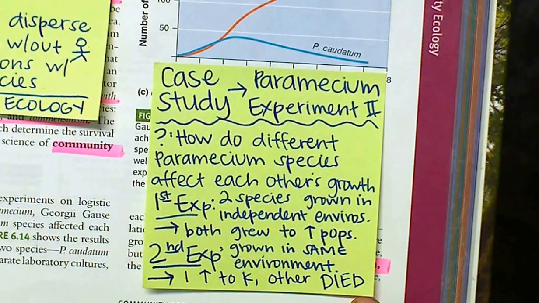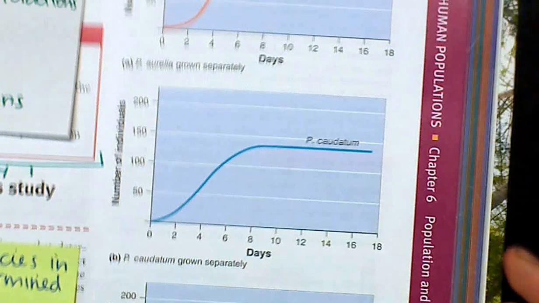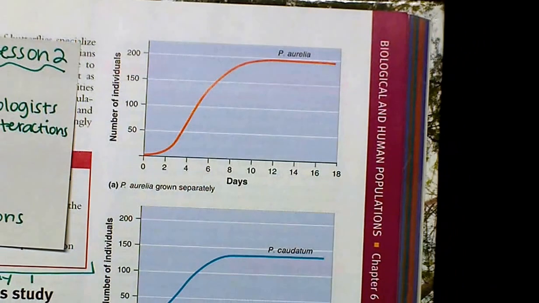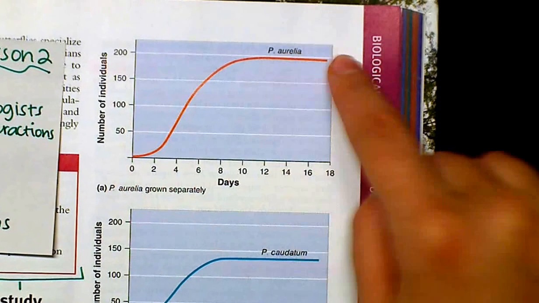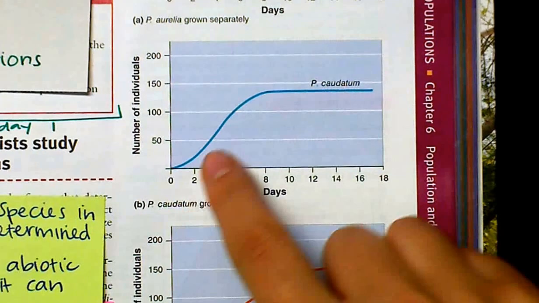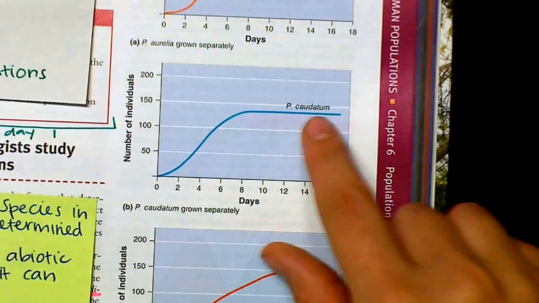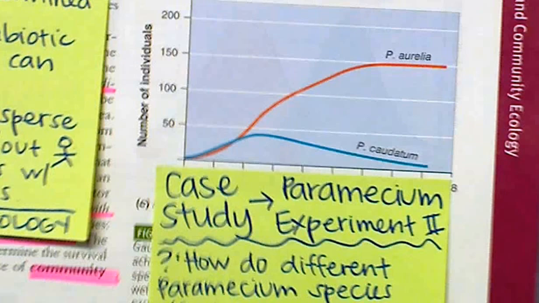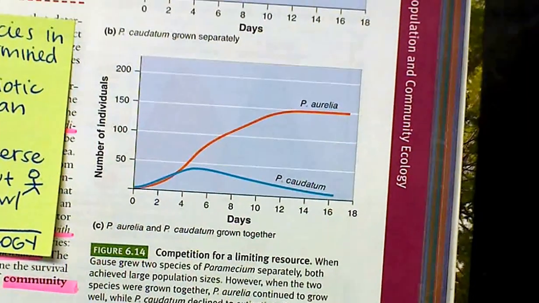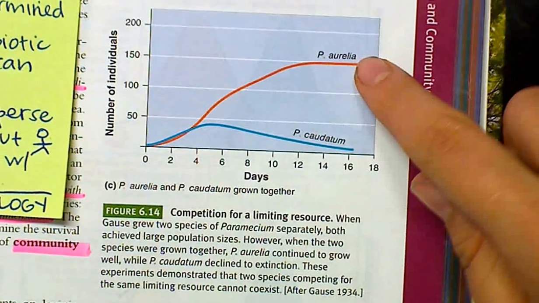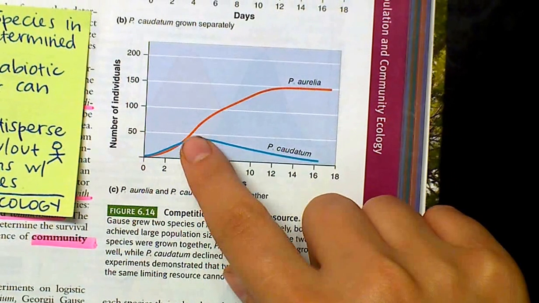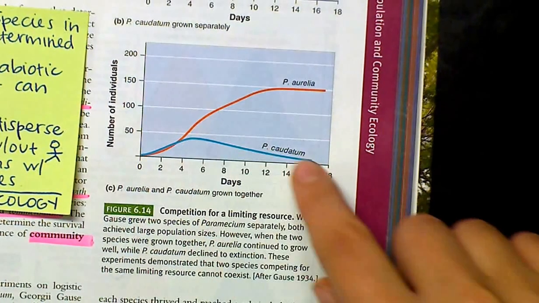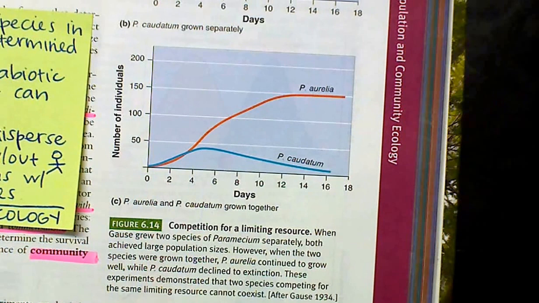So if we want to look at these graphs real quick, this is the one where Aurelia is grown separately. It comes up exponentially and levels off here at carrying capacity. Same over here with Caudatum. It goes up and levels off at carrying capacity. But then when they're grown together, as you can see, Aurelia is a much stronger competitor, and so it grew much higher. Caudatum went up for a while and then got out-competed, and so ended up going down to extinction in this experiment.